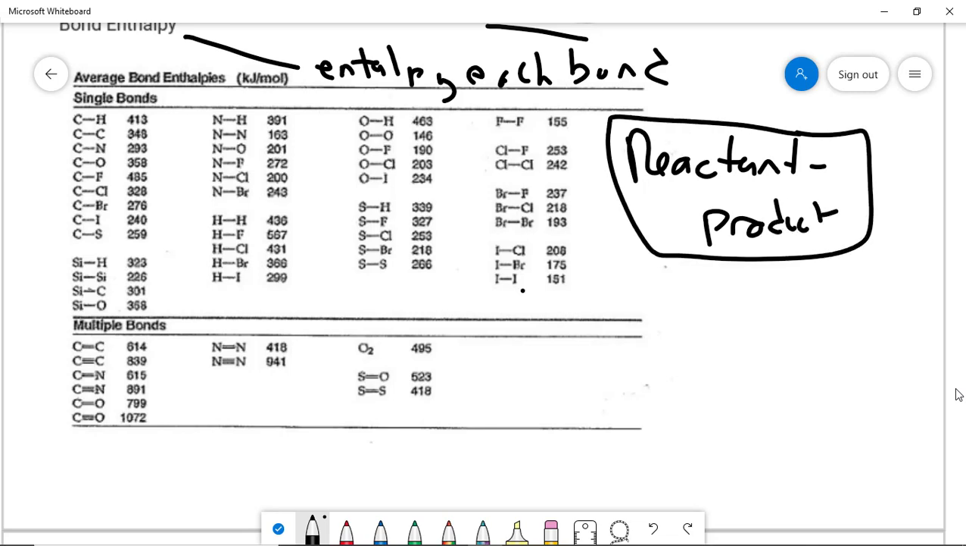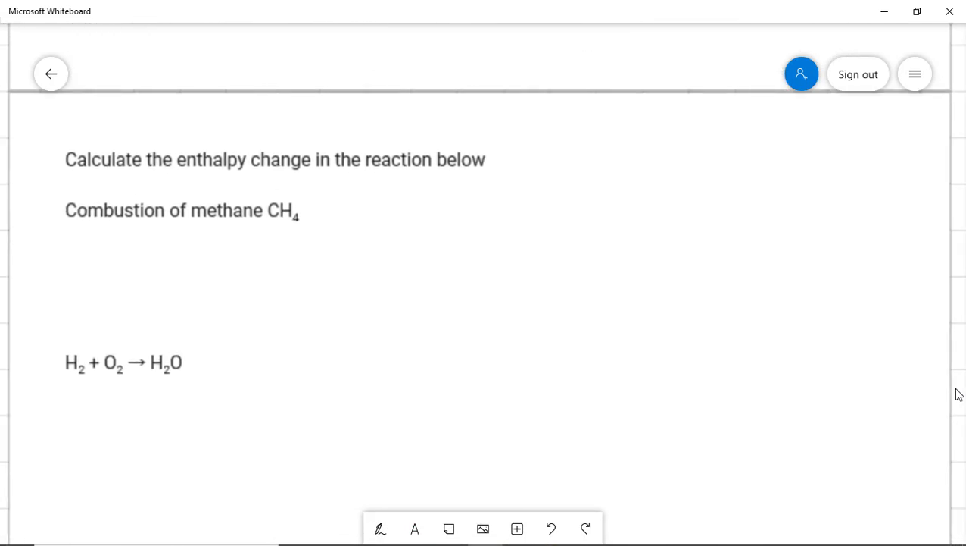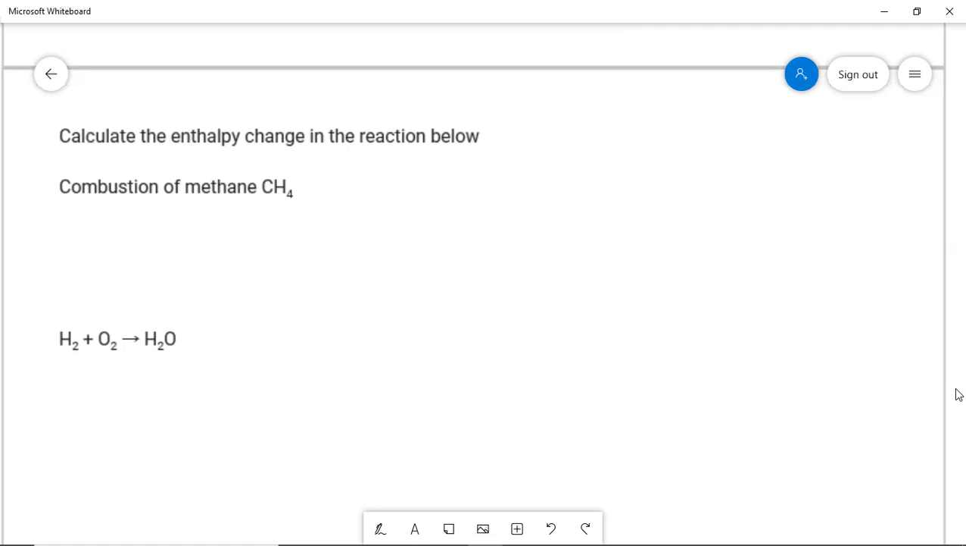And then we also need to consider the Lewis structure, because a lot of times we cannot tell if a bond is a single bond or a double bond. You see here you've got lots of different enthalpies for multiple bonds, so we need to know if it's single or double before we go through and do our enthalpy calculations. You don't have to memorize any of these numbers. Everything will always be given to you, so it makes it nice and easy to go through and figure out.